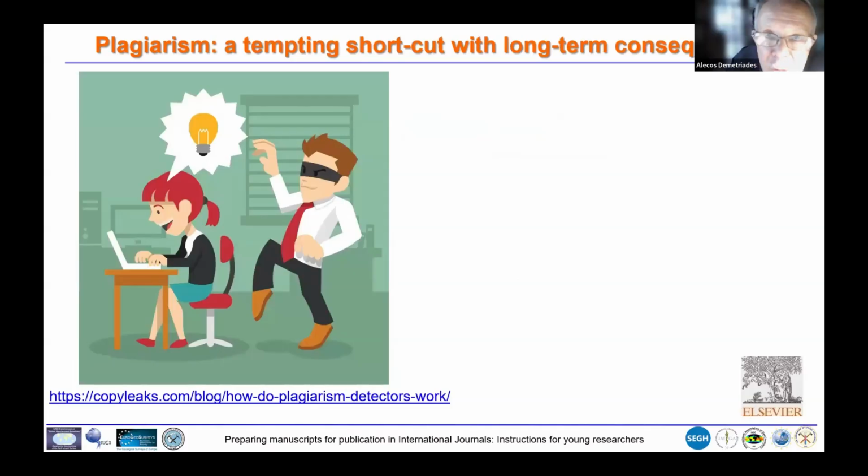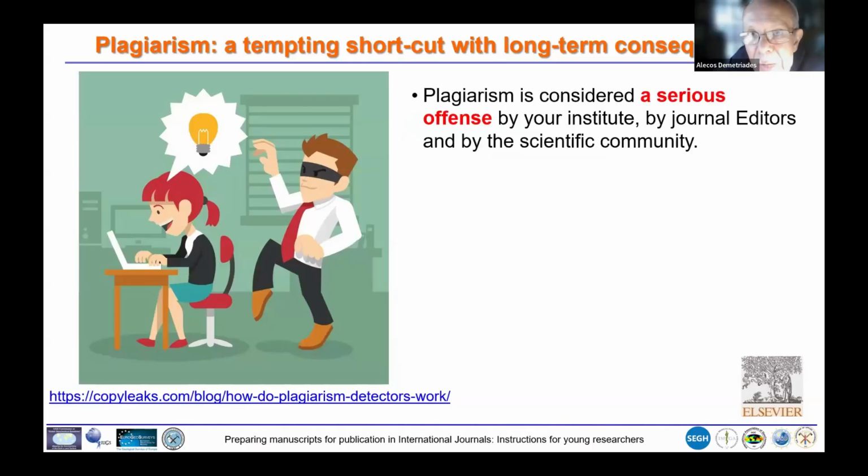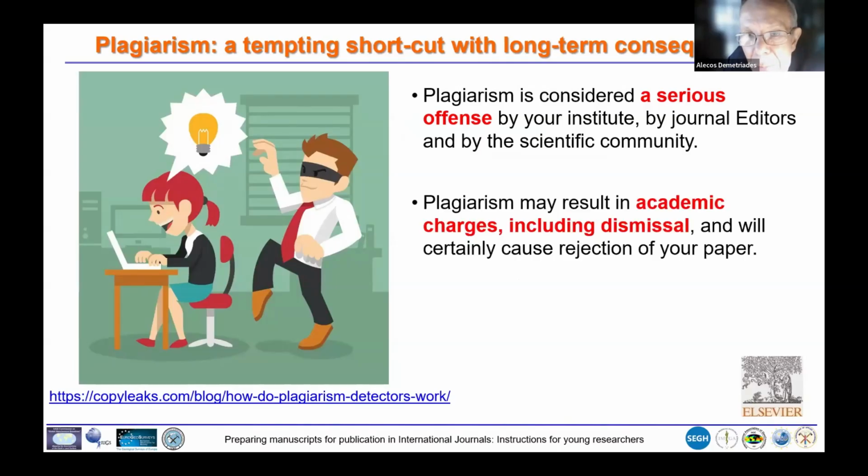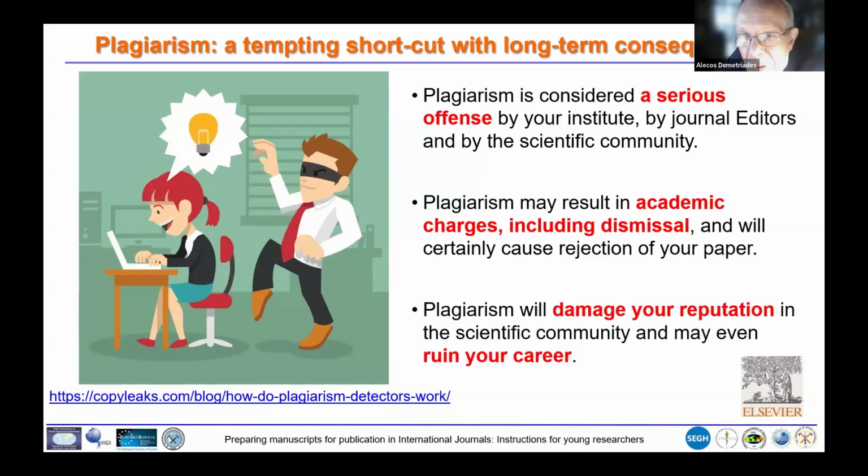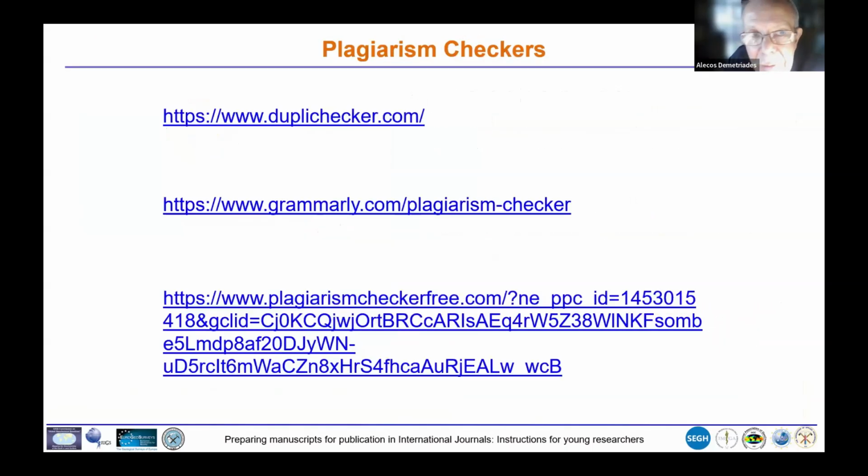Plagiarism: attempting a shortcut with long-term consequences for yourselves if you do this. Plagiarism is considered a serious offense by your institute, by journal editors, and by the scientific community as a whole. Plagiarism may result in academic charges, including dismissal, and will certainly cause rejection of your paper. Plagiarism will damage your reputation in the scientific community and may even ruin your career.